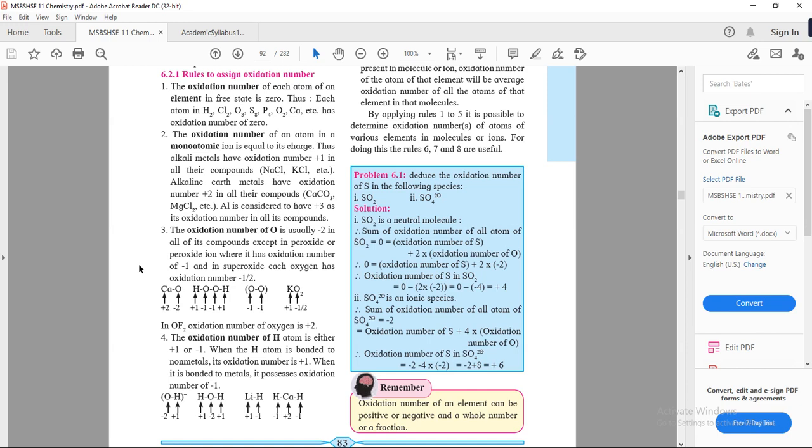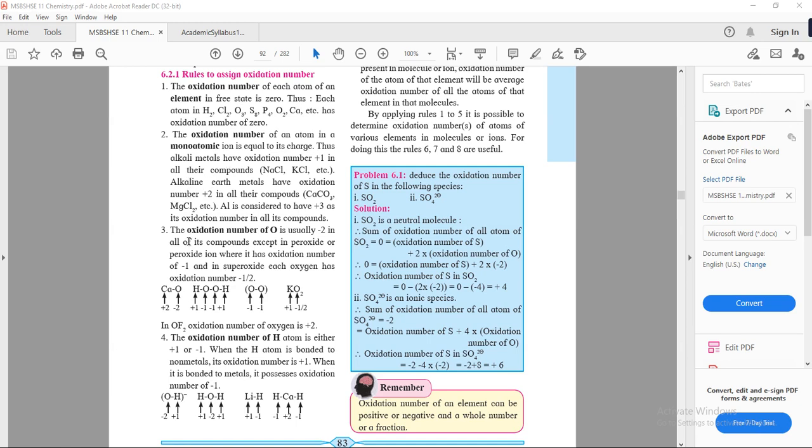And alkaline earth metals have oxidation number +2. Okay. So yes, the alkaline earth metal has oxidation number +2. For example, Ca, MgCl2, CaCO3. Okay, and these alkaline earth metals and alkali metals are s-block elements. Okay, they are on the extreme left hand side of the periodic table.